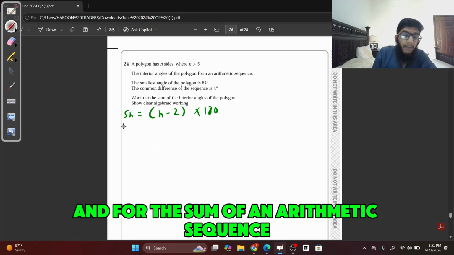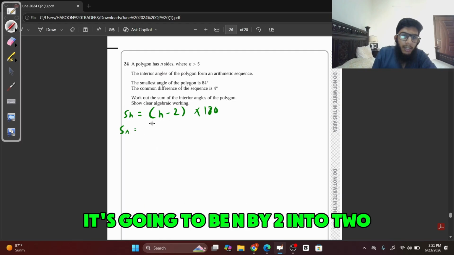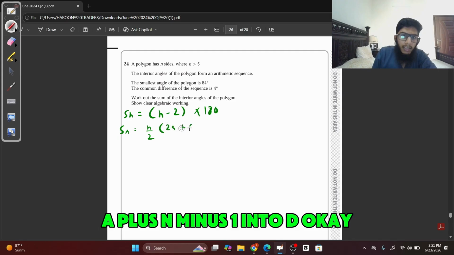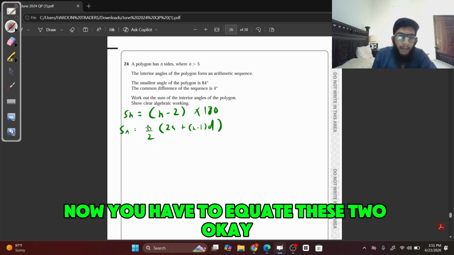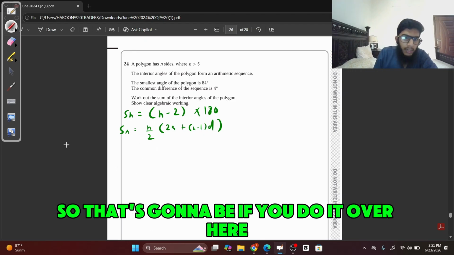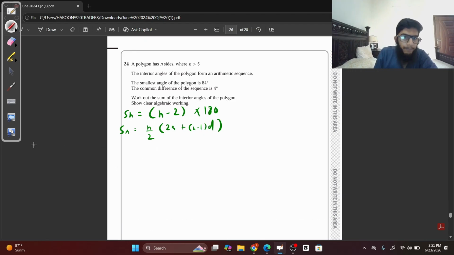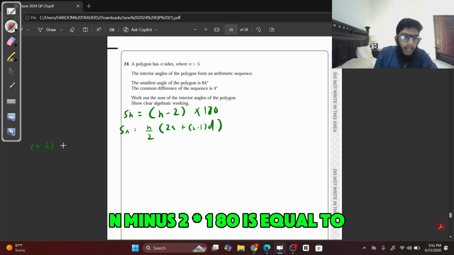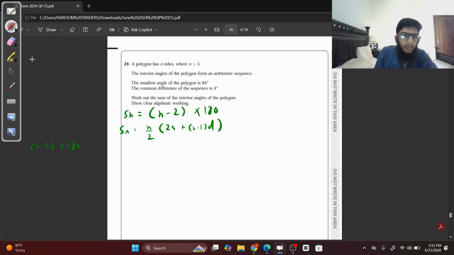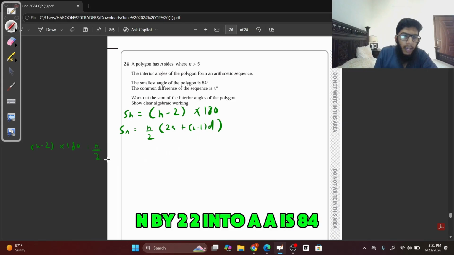And for the sum of an arithmetic sequence, it's going to be n by 2 into 2a plus n minus 1 into d. Okay, now you have to equate these two. So that's going to be, if we do it over here, n minus 2 times 180 is equal to n by 2, 2 into a.